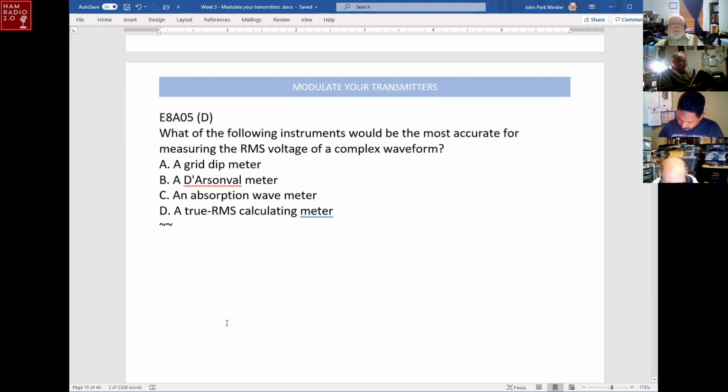Okay, 8A05. Which of the following instruments would be the most accurate for measuring RMS voltage of a complex waveform? RMS stands for root mean square, which is a term that really talks about the effective voltage of an AC signal or even a complex waveform.